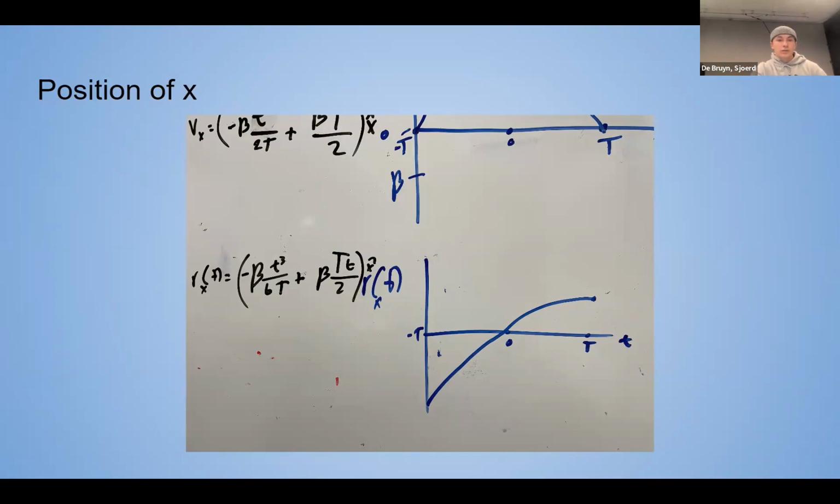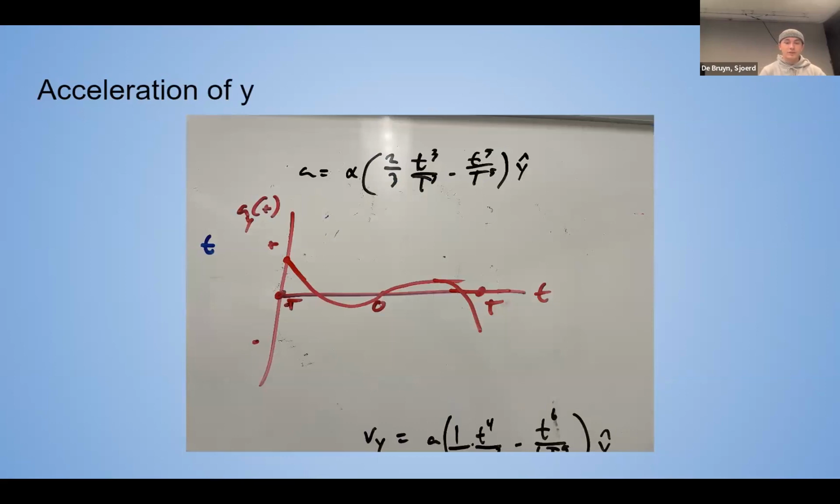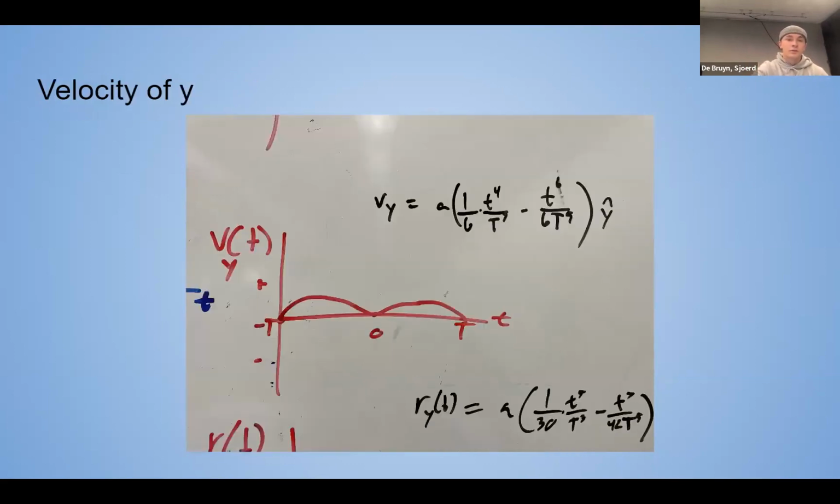Then for the acceleration of y, first, the acceleration starts positive. Then as it goes from negative T to T, acceleration becomes negative, then comes back up to zero, then it goes positive again, then it goes back down to zero. This is not symmetrical, but close enough. Then for velocity of y, it starts at zero when little t is equal to negative big T. And as you go from negative T to T, the velocity goes up, it goes back to zero, then it goes up again for a little bit, and it returns to zero at T.